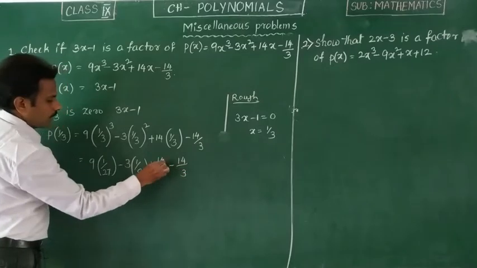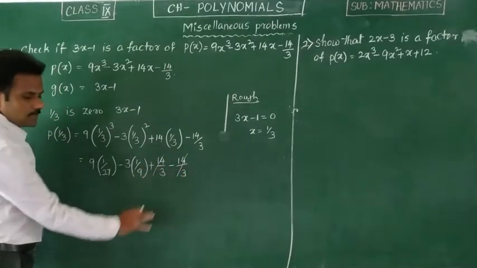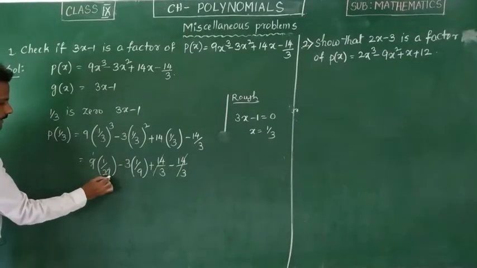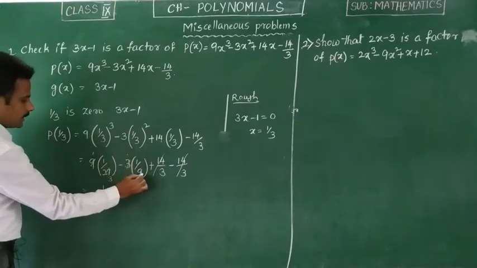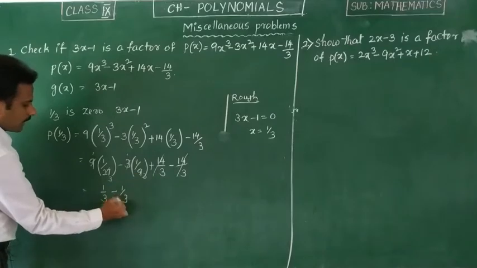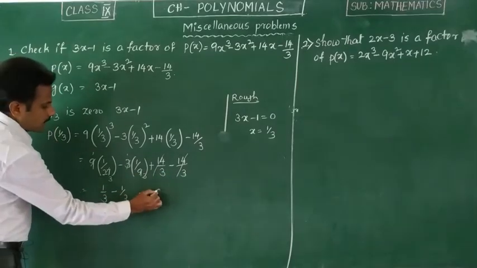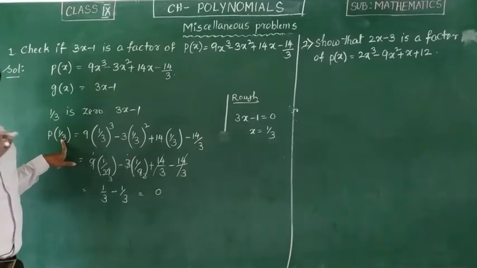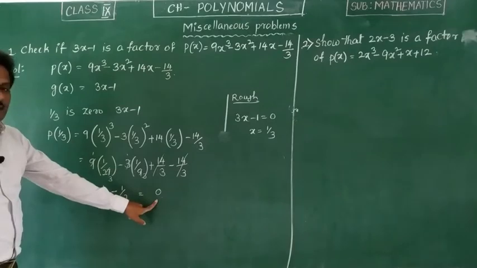So here itself if you observe, plus 14 by 3 minus 14 by 3 will get cancelled because sum of these two will get 0. Now let us check these. 9 ones are 9, threes are, we get 1 by 3, minus 3 ones are 3, threes are, again we get 1 by 3. So 1 by 3 minus 1 by 3 we get 0. That means p of 1 by 3 is 0. By factor theorem if p of a is 0, x minus a is a factor. So here p of 1 by 3 we have got 0.